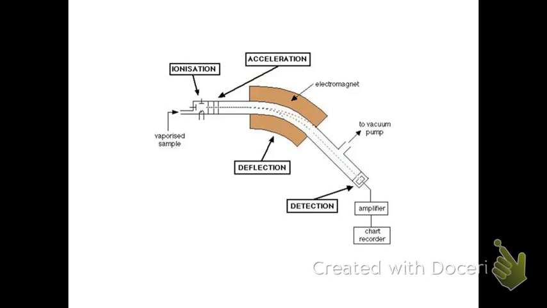This is a diagram that's in your notes, and it basically shows the diagram of a mass spectrometer and the different places where we see ionization occur. There's ionization, the acceleration step, the deflection process, and the detection, and where each one of these occurs. Again, you don't need to diagram this, you just need to be able to know what these steps are.